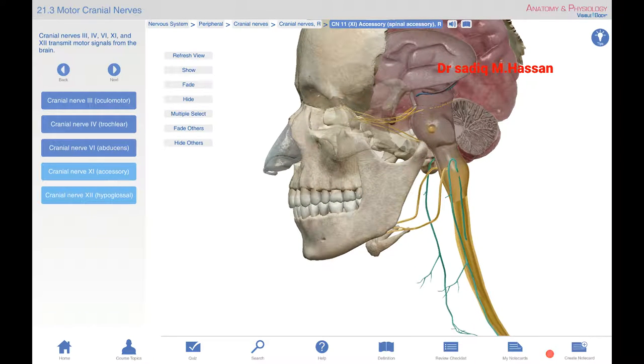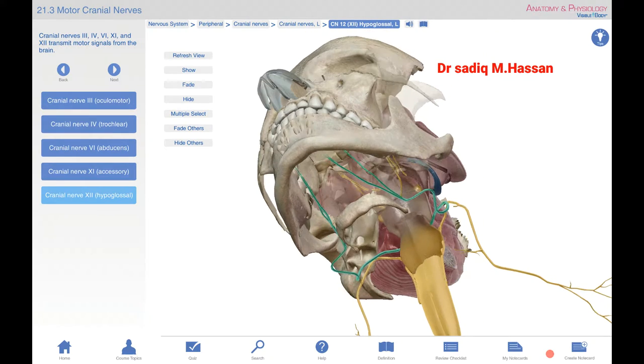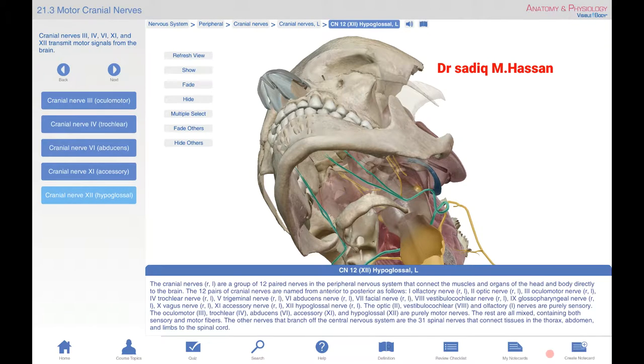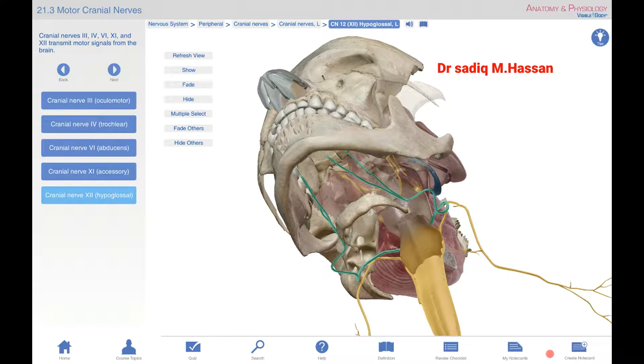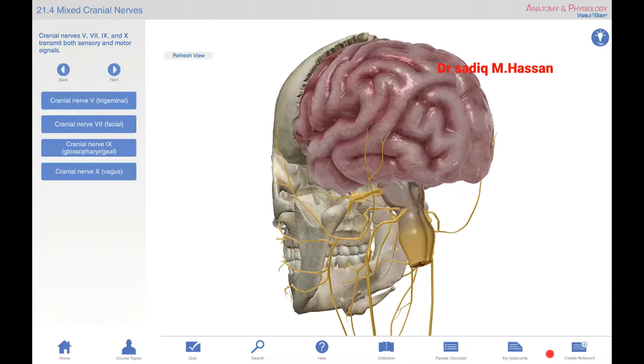So hypoglossal, what is it about? All these structures here, you see, and as the name implies, hypoglossal, glossal means the tongue, so they innervate the muscles of the tongue. But we will see in a bit where it interferes.